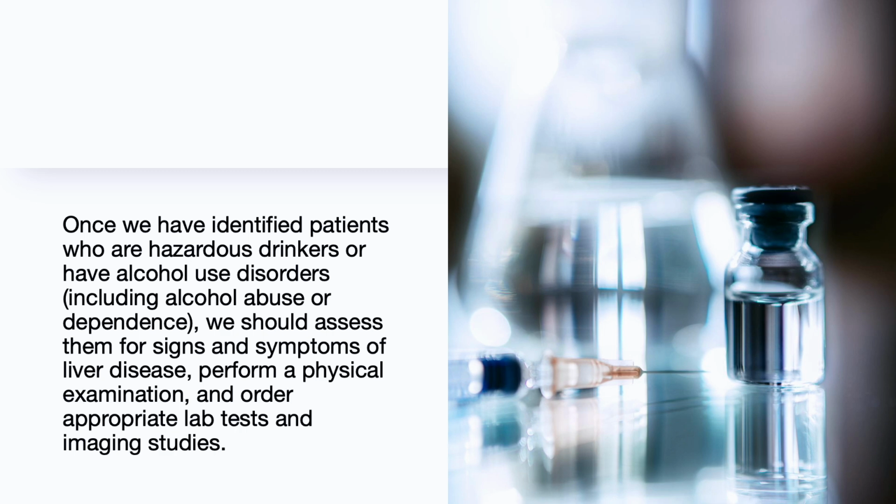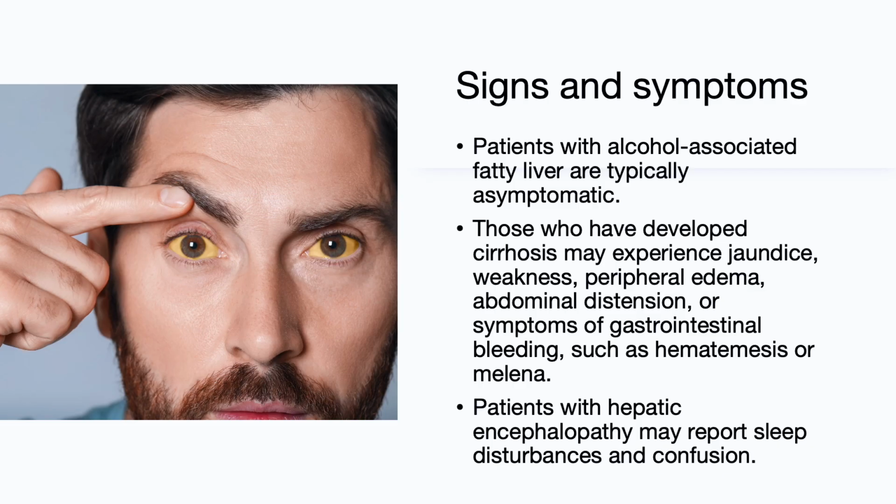tests and imaging studies. Patients with alcohol-associated fatty liver are typically asymptomatic. Those who have developed cirrhosis may experience jaundice, weakness, peripheral edema, abdominal distension, or symptoms of gastrointestinal bleeding, such as hematemesis or melena. Patients with hepatic encephalopathy may report sleep disturbances and confusion.